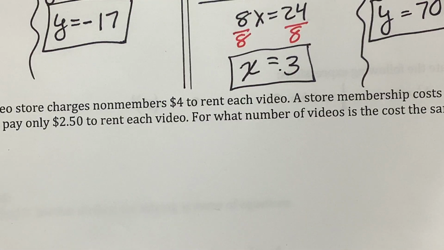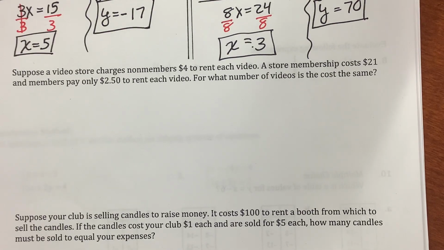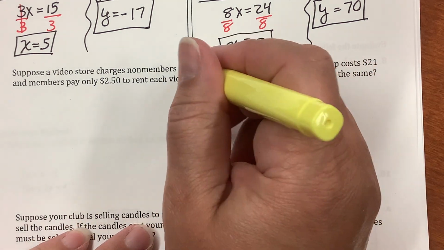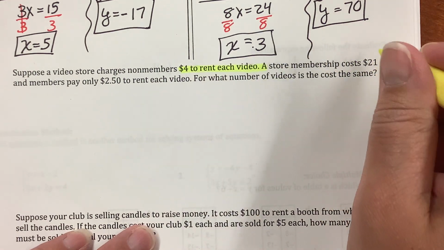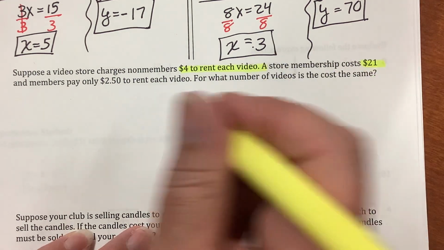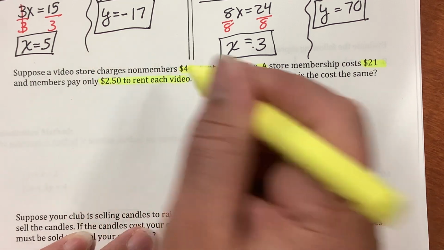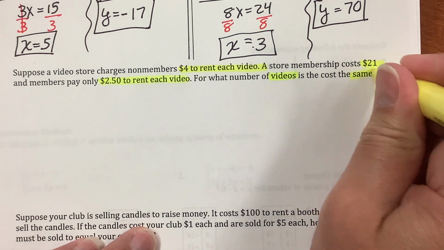Oh, word problems. Grab a highlighter and just follow along. Suppose a video store charges non-members $4 to rent each video. A store membership costs $21 and members only pay $2.50 to rent each video. For what number of videos is the cost the same?